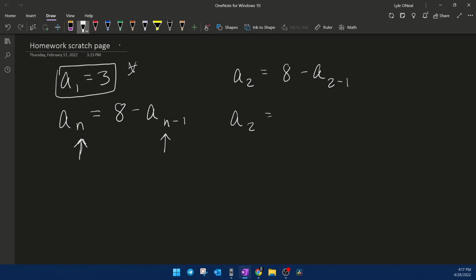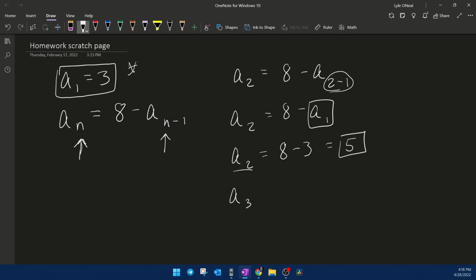Yes, I'm showing a lot of detail for this first one. 2 minus 1 is 1. And I know a sub 1 is 3. So then the second term is 8 minus 3, which is 5. And that takes care of the second term.